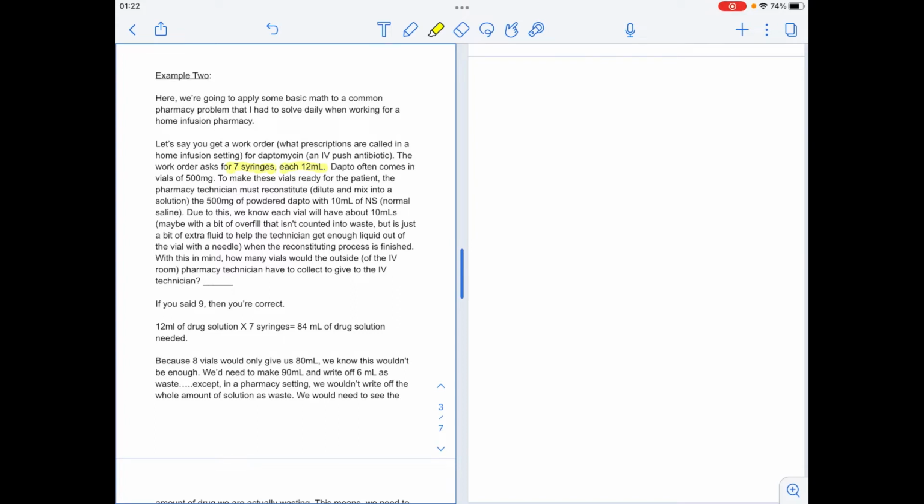So Dapto often comes in vials of 500 milligrams. To make these vials ready for the patient, the pharmacy technician must reconstitute, which would be to dilute and mix into a solution. So you can reconstitute into a solution or suspension. For IVs, we always need it to be a solution. Solution means that the particles are fully dissolved. We don't want any chunks going into our veins.